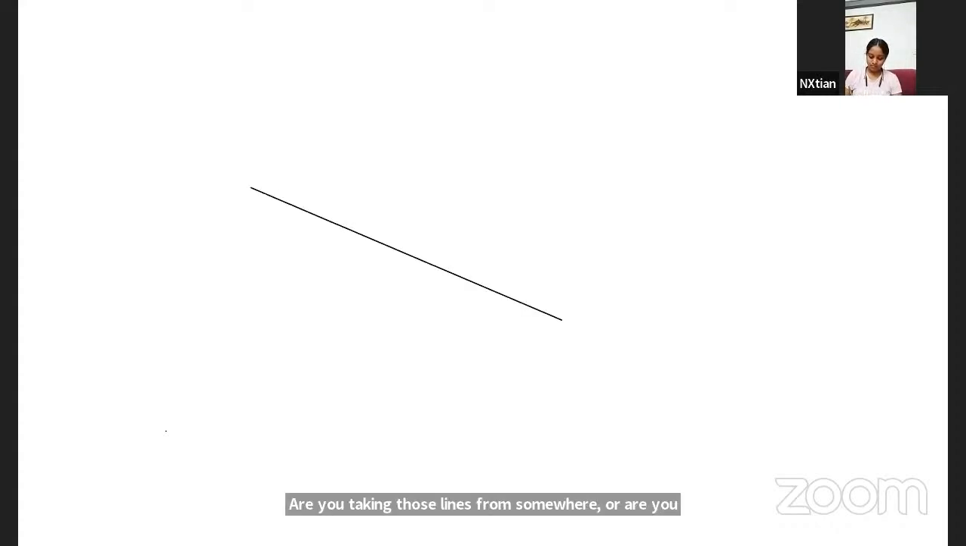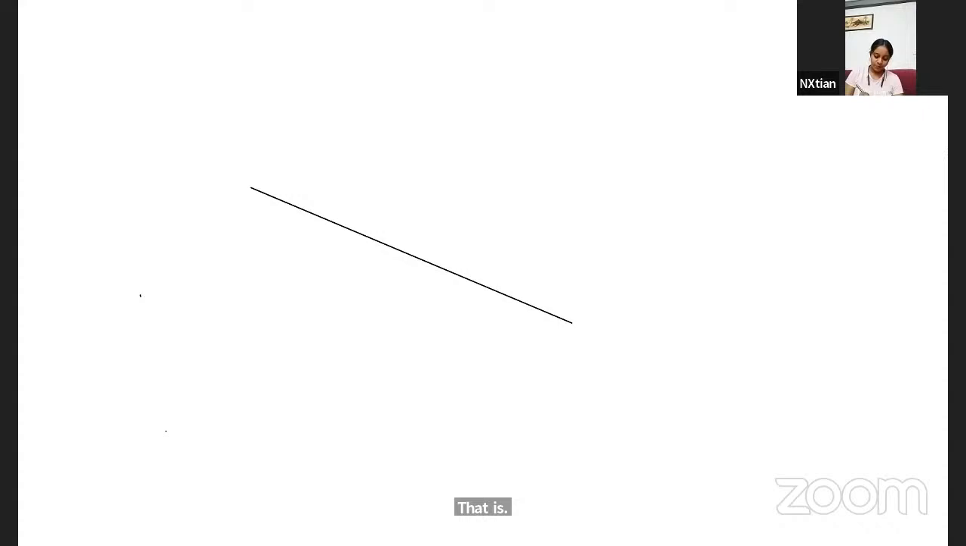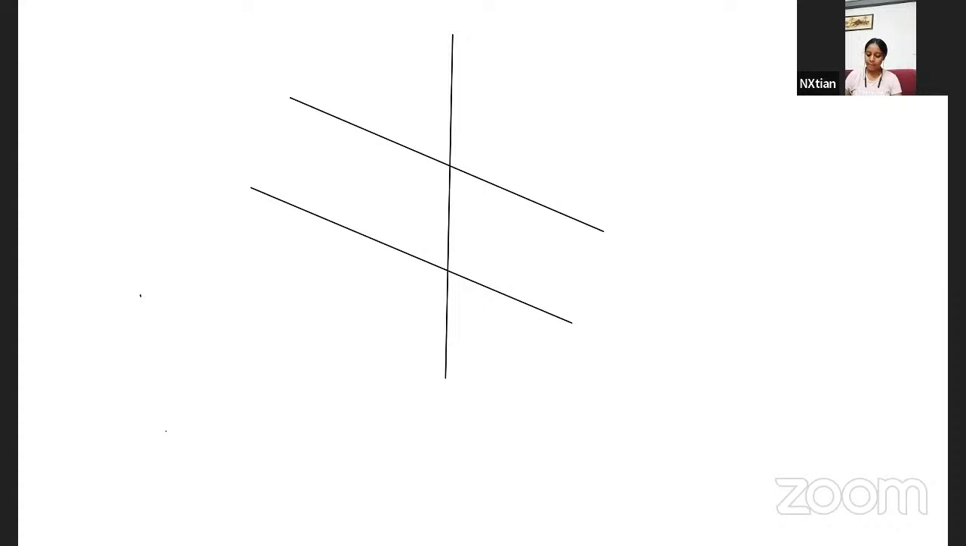Just a minute. Are you taking those lines from somewhere or are you just randomly drawing them? Ma'am, there is an option to draw shapes in whiteboard sharing. You can draw any shape you want. Okay. And the diagrams that I'm taking are from the book, from your course which we are practicing. Similar questions I will be giving you to try out.